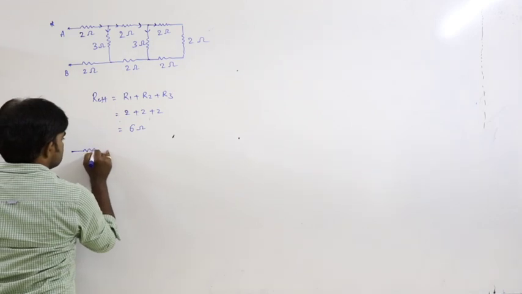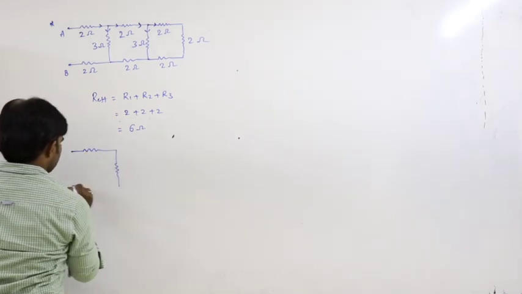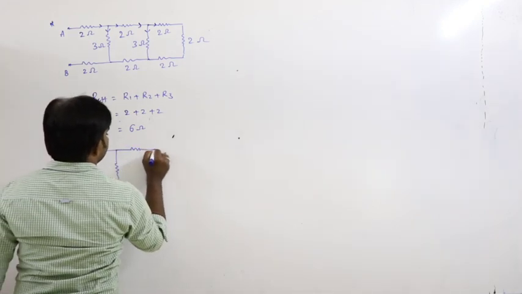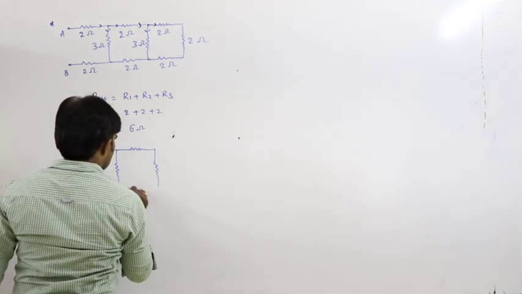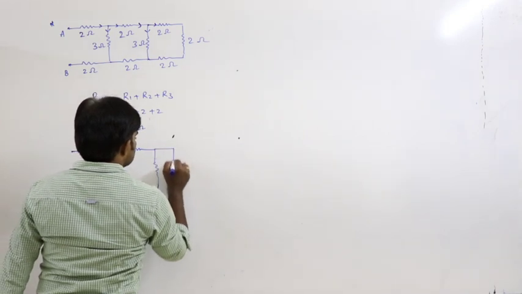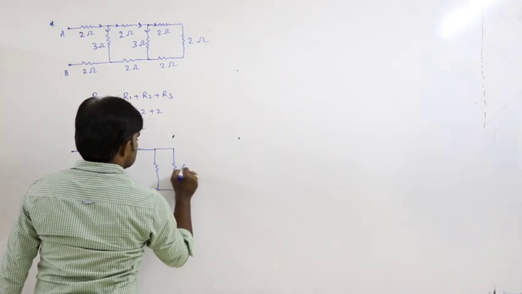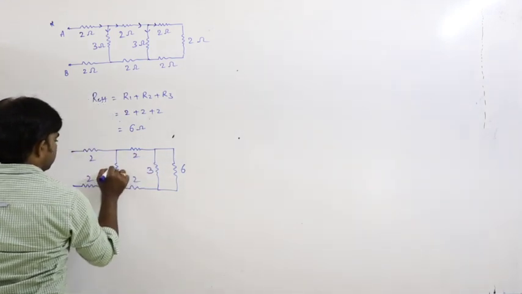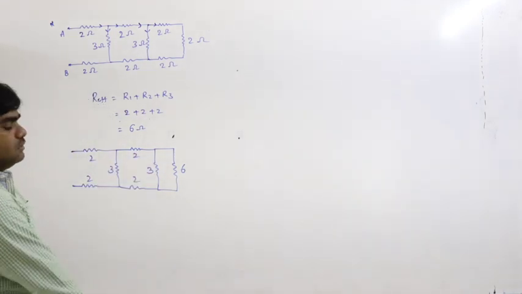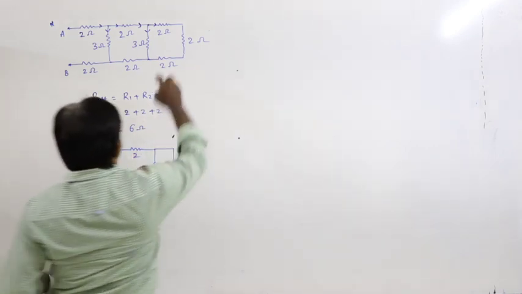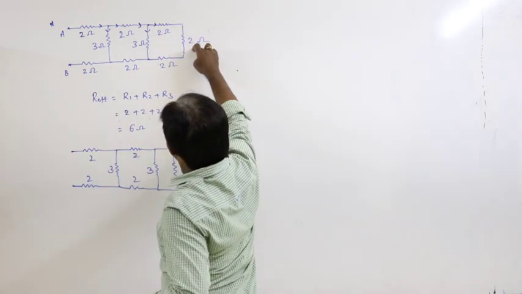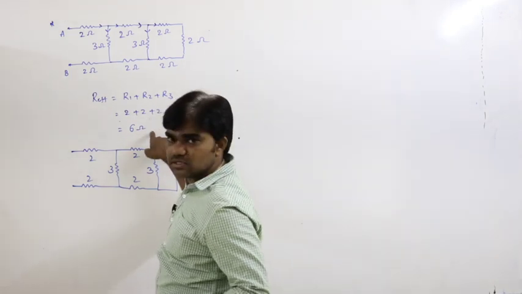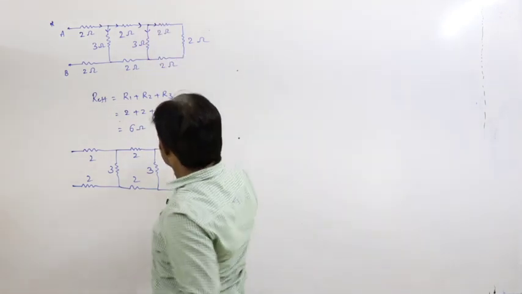Now the diagram becomes like this. Instead of this it is 6. This is 3, 2, 2, 2, 2, 3 like this. So instead of these 3, 2 ohms, 2 ohms, 2 ohms, those 3 are in series. So effective resistance is 6 ohms. So instead of this it is 6.